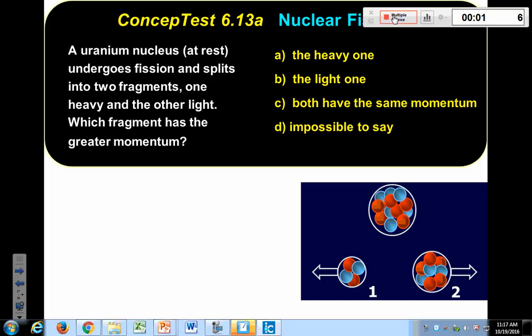Here I have a uranium nucleus at rest. Oh, and by the way, it's at rest, so initially I have zero momentum. The two split up, they undergo fission, and they split into two fragments. One's heavy and one's light. Which fragment has the greater momentum?